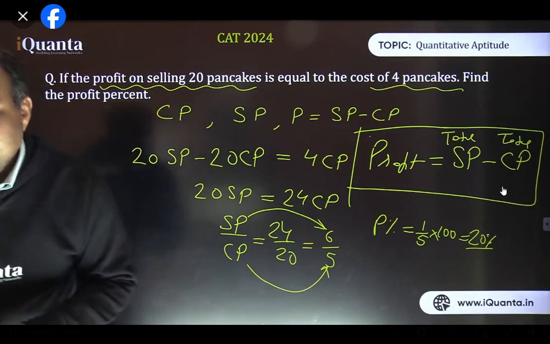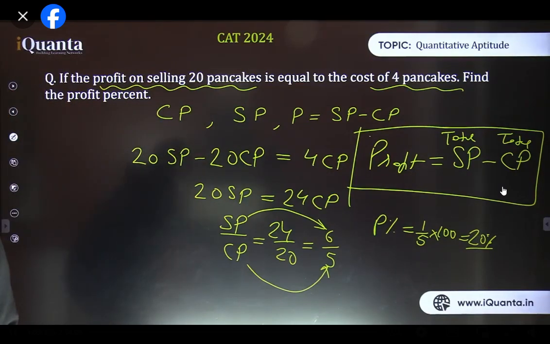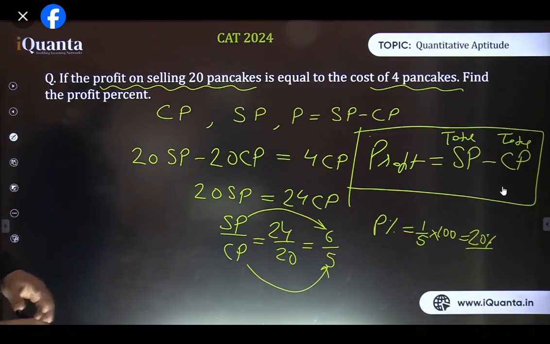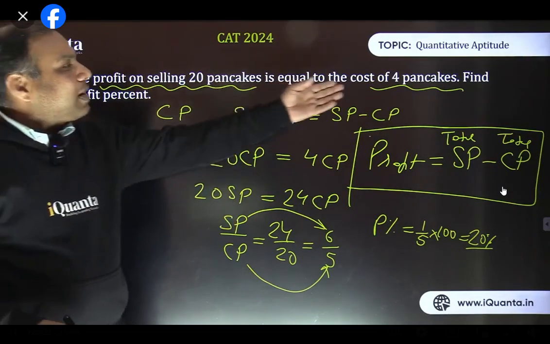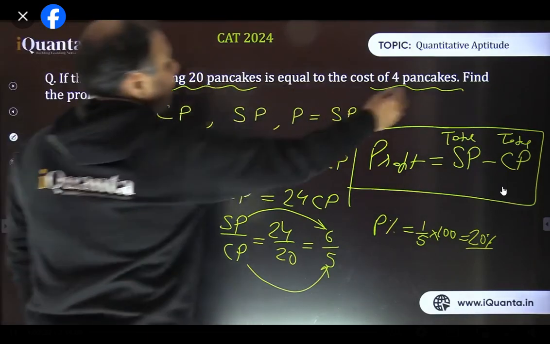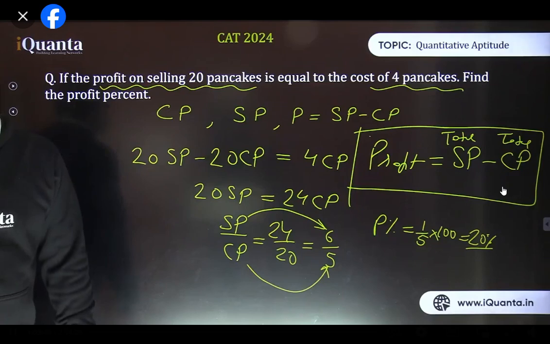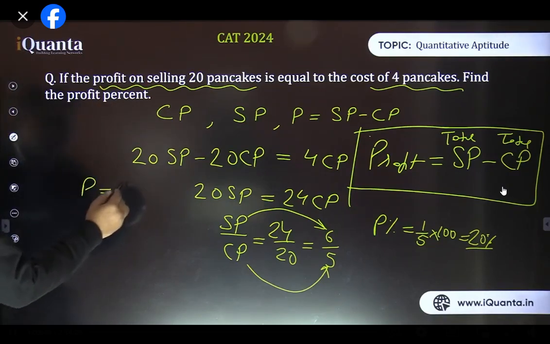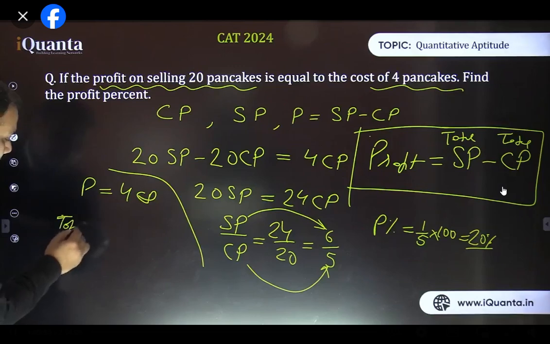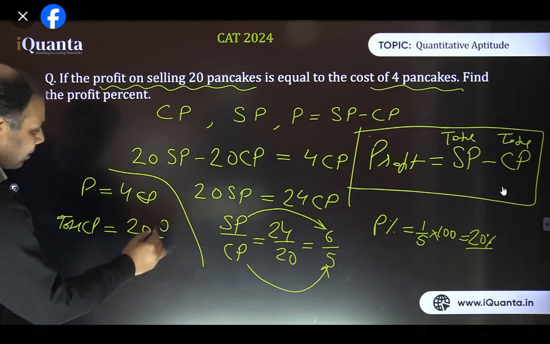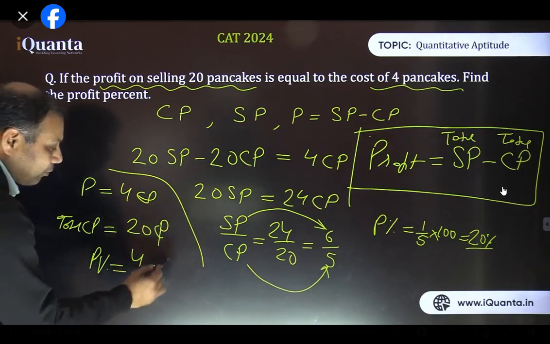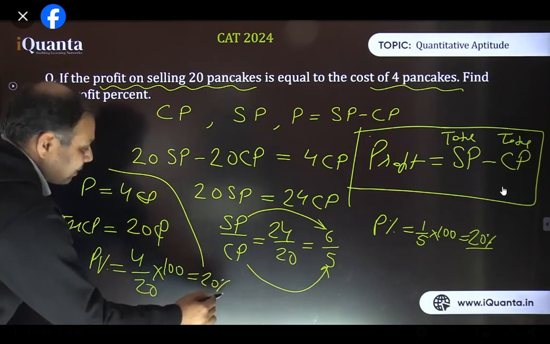Khoshani is asking, can we directly take? Yes, 4 by 20 we can directly take. That's perfectly fine. Yes, exactly, Abhishek. That's a very good thing. Abhishek is saying, why involve SP directly? We can work in terms of profit. What is given is that profit is 4 pancakes and cost price is of 20 pancakes. So profit is 4 times CP, and total cost price is 20 CP. The profit percentage is simply profit upon total CP, that is 4 by 20. 4 by 20 into 100, that is 20%. Yes, that's correct.